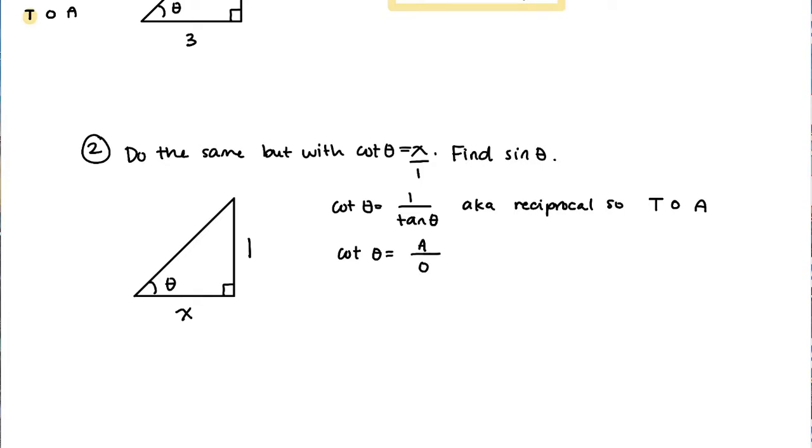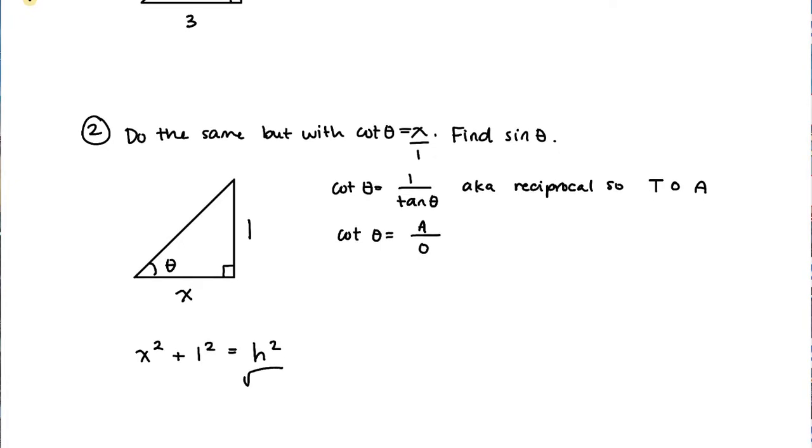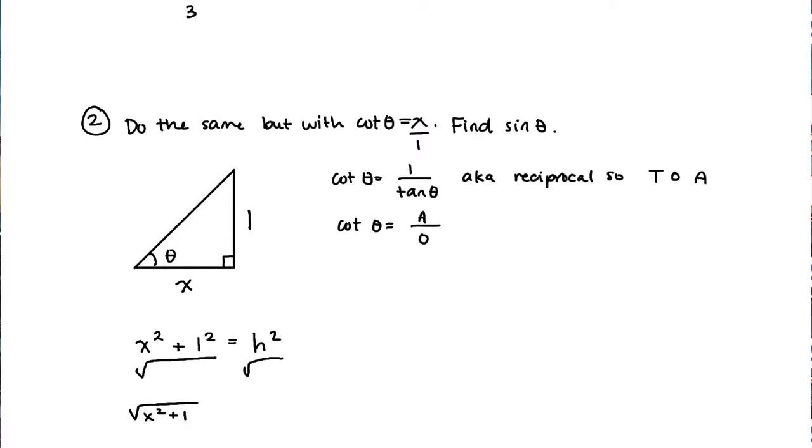So finding the hypotenuse, x squared plus 1 squared equals the hypotenuse squared. So then the hypotenuse must be the square root of x squared plus 1. Okay, now we need to find sine theta. So then sine theta, reading off our triangle, would be equal to opposite, 1, over hypotenuse, square root of x squared plus 1. There we go.